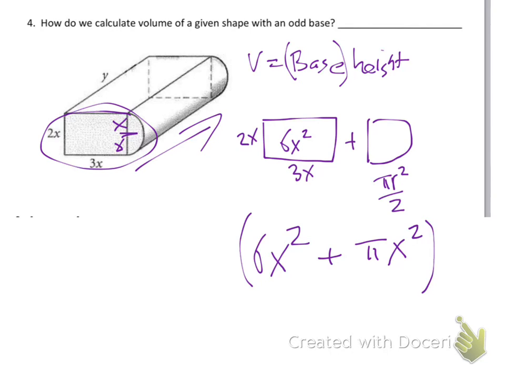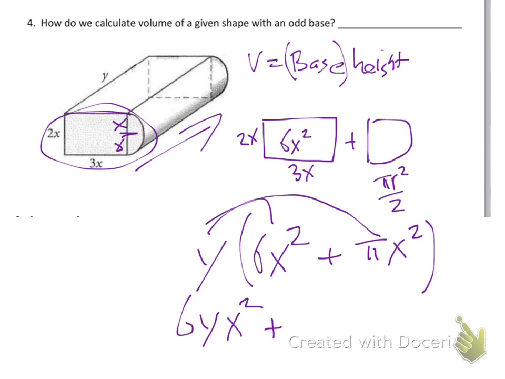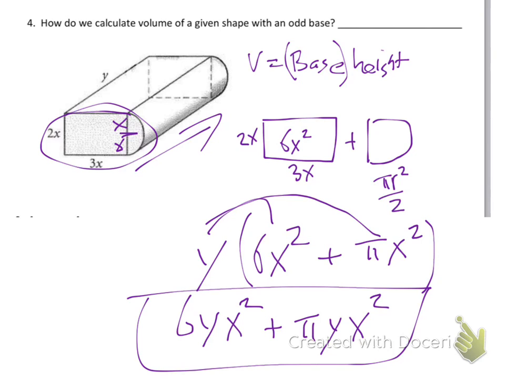We need to take that value and multiply times the height. What's the height? It's y. And then what should we do with that y? Distribute it. Hopefully you recognize there's an x squared in both of those as well. So maybe instead of multiplying the y through, could I factor off an x squared? There's a couple different options here. But I would have 6yx squared plus pi yx squared. And there's my volume. It doesn't give us units, so it'd just be units cubed, right?